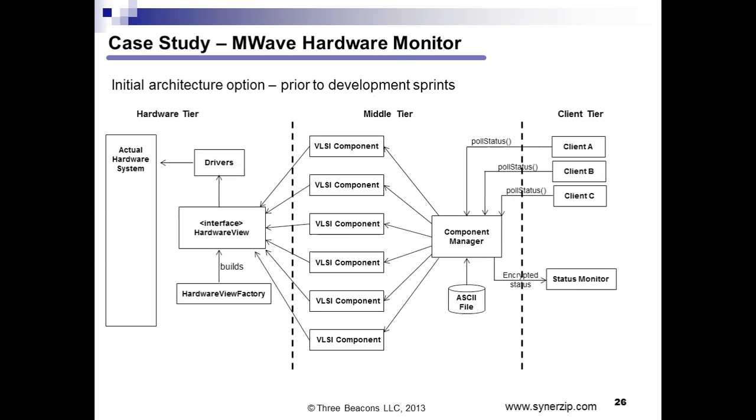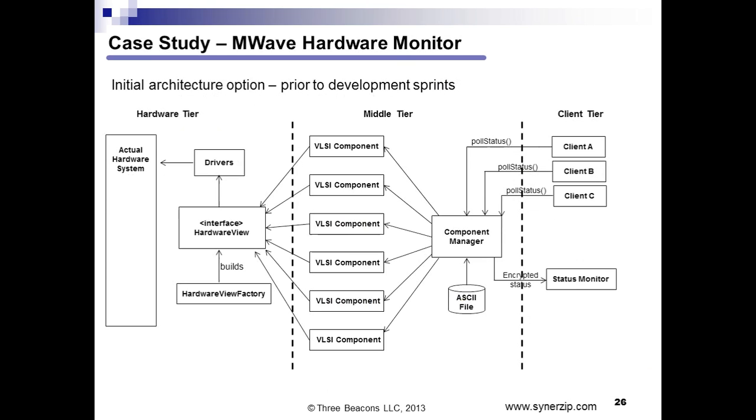On the client tier, you can have client workstations that can poll for status on a particular transceiver or VLSI, and then there's a concept of a status monitor, which provides a comprehensive status view. If you're familiar with network management systems, that would be akin to a status monitor. So this was the initial architectural option that was discussed.